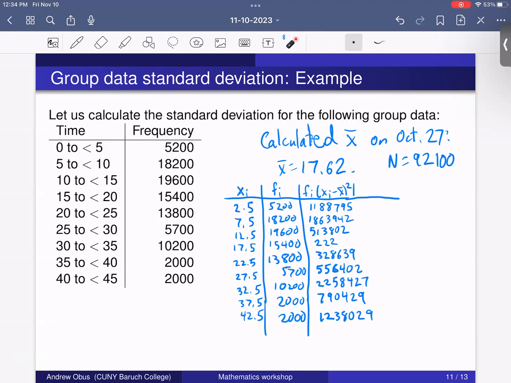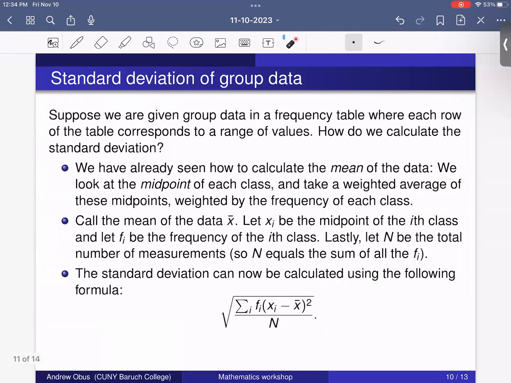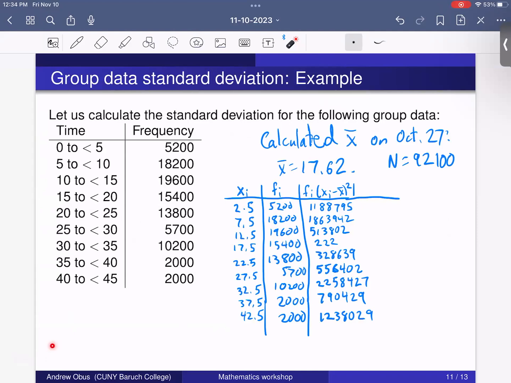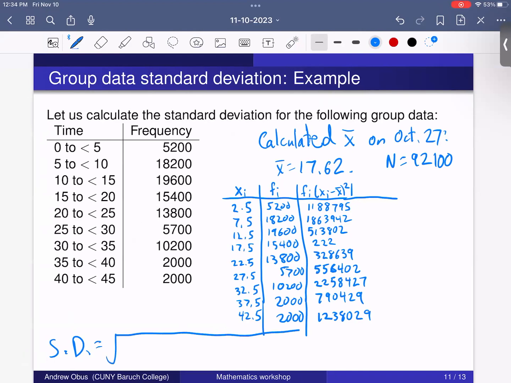Okay. And so now we just have to go back and see the formula. I take all of these entries, I add them up, and then I divide by 92,100. So what we have is that the standard deviation, I'll write SD, is going to be the square root of 1188795 plus, and I won't even write them all down, and then at the end 1238029, all of this divided by n, which is 92,100. And then I take the square root of what that comes out to be.